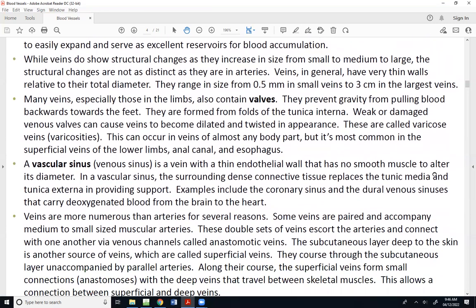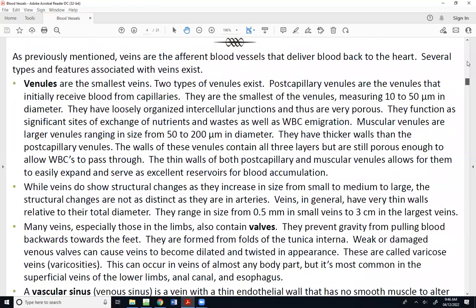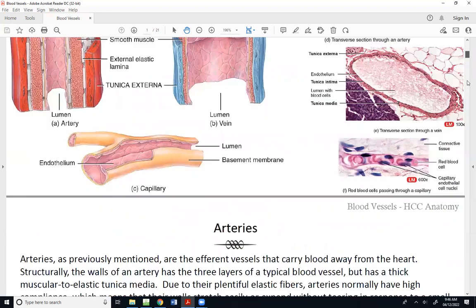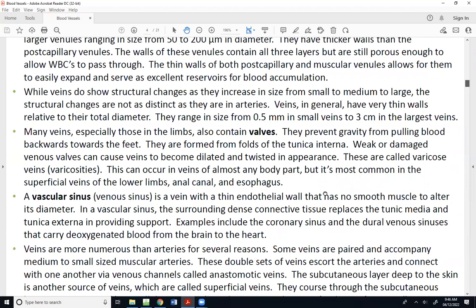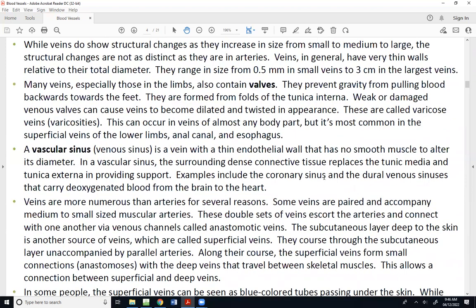In other words, they can accommodate a lot of blood. And we kind of talked about that the other day. If I go back to that first page, remember, all of our veins are more wide open than what you see for arteries and capillaries, which allows them to hold more blood than what we see elsewhere. While veins do show some structural changes as they increase in size from small to medium to large, the structural changes are not as distinct as what we see in the arteries. That's why we don't have the three categories like I did for arteries.